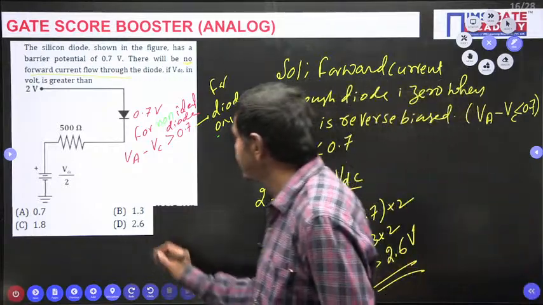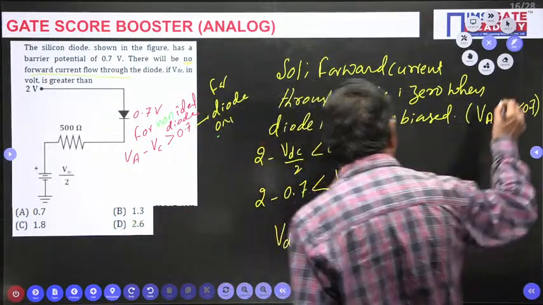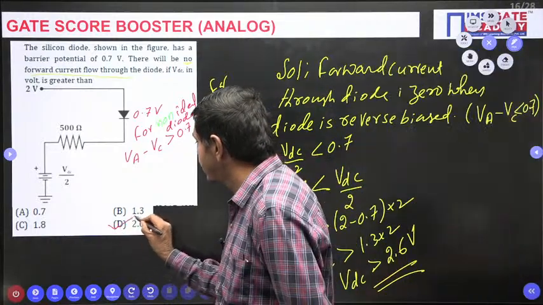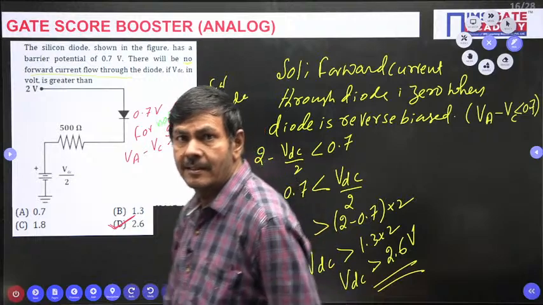That means option D is correct here. Option D is correct in this problem. Yes.